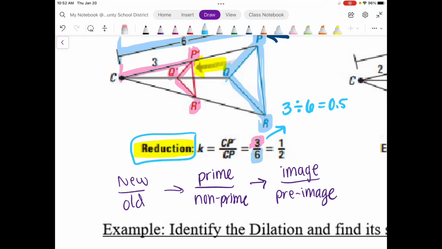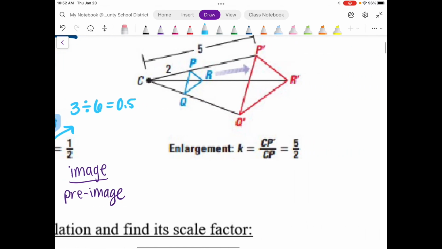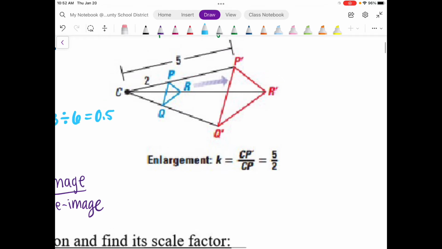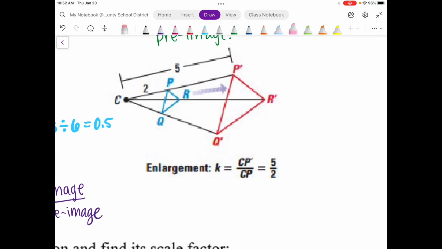Okay, so if the image looks like this, just compare the new over the old. Definitely use your calculator to determine if it's less than 1 if you're not feeling super confident, and then decide whether it's a reduction or enlargement. The second example is showing me an enlargement, and again, I'm going to go from the center to my new image. I know this is the new one because it has the prime. So from the center to the new, that's 5. So 5 goes in the numerator over the old. The old doesn't have any markings, so I'm going from the center to the old. That's 2. That goes at the bottom.